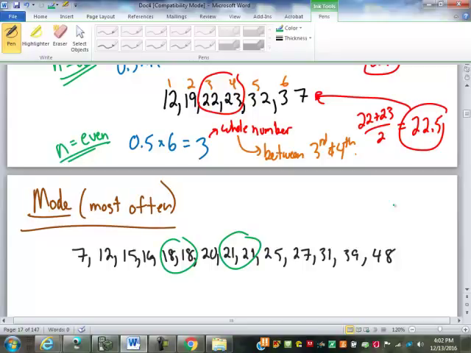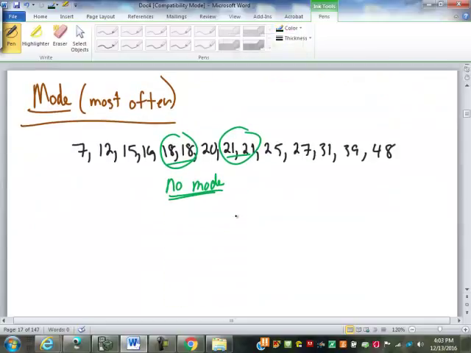For our purposes in this class, there's either one mode or there is none. So for this group, even though both the 18 and 21 appear twice, we'd say there is no mode because there is no single number that appears the most often. So like I said, the mode is really only useful for extremely large sets of data.